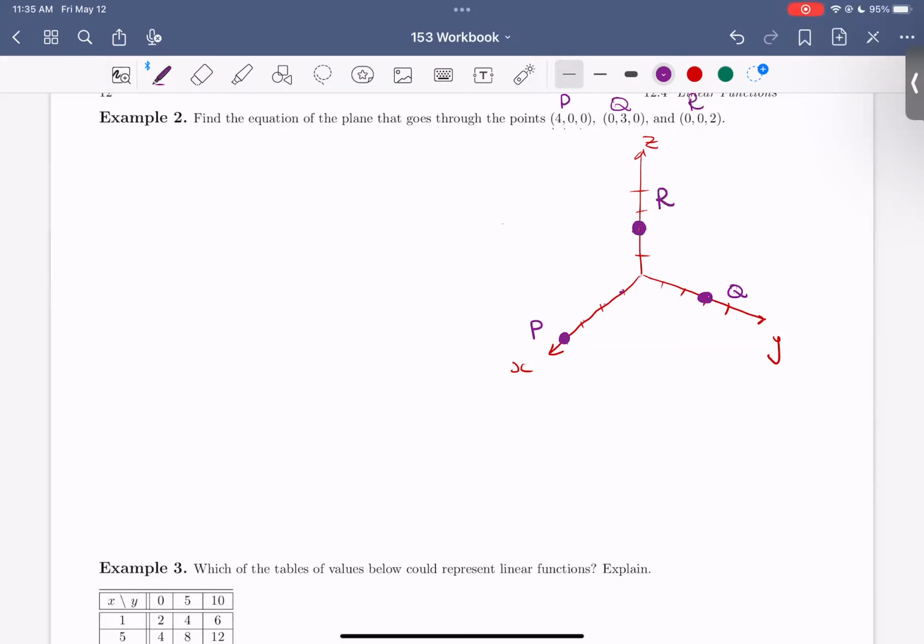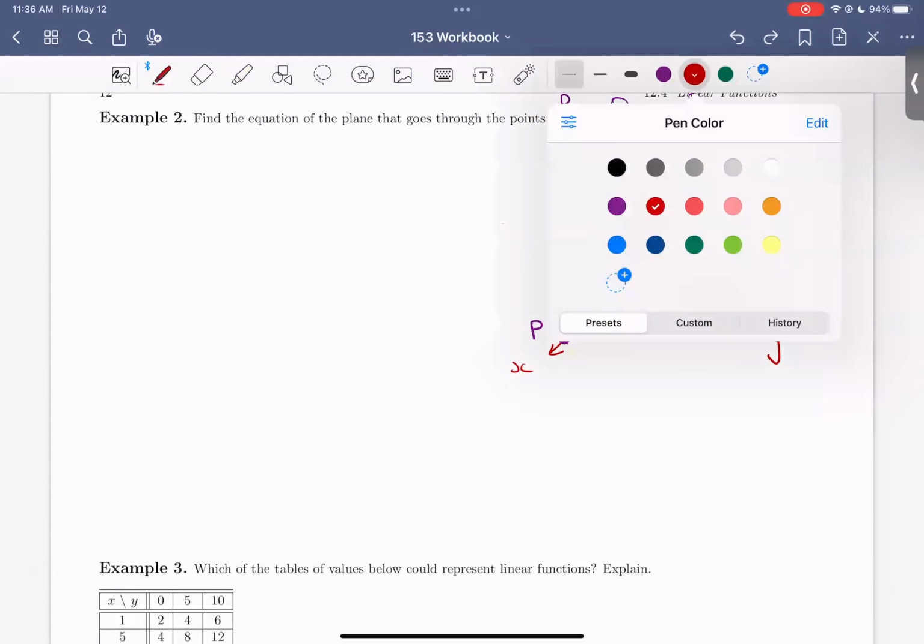Now I can connect these points, and that'll give me an idea of what my plane looks like. Here's a triangular piece of my plane. In general, though, my plane will extend in all directions, so it'll keep going like this, but I've just taken a little triangular slice out. Now let's consider writing the equation of this plane. Recall, to determine the equation of a plane, we need to know the slope in the x and y direction and a point on our plane. Right now we don't have those slopes given to us, so we need to do a little bit of work to figure them out.